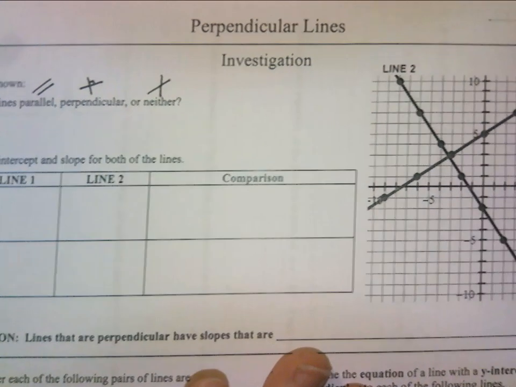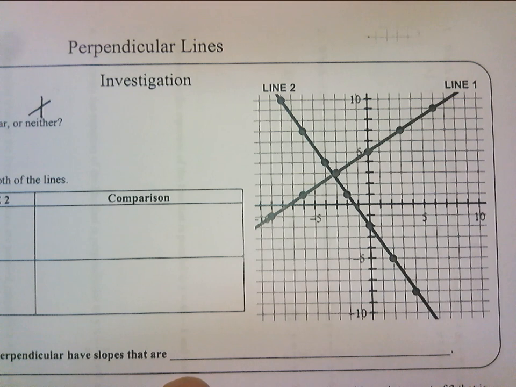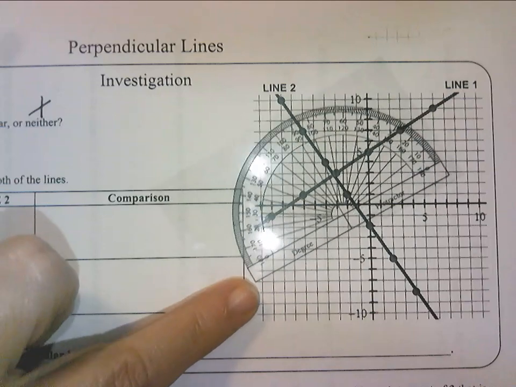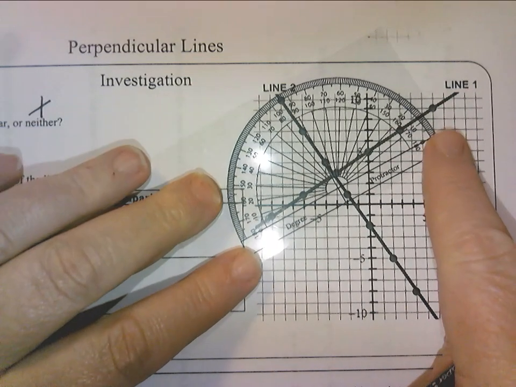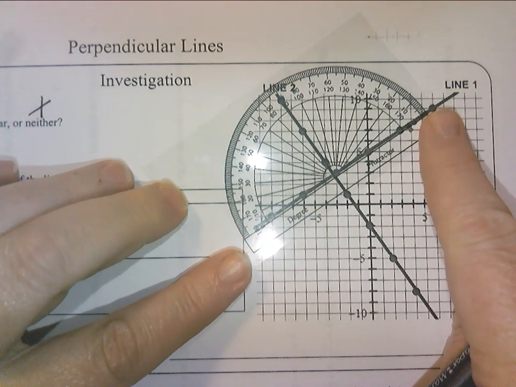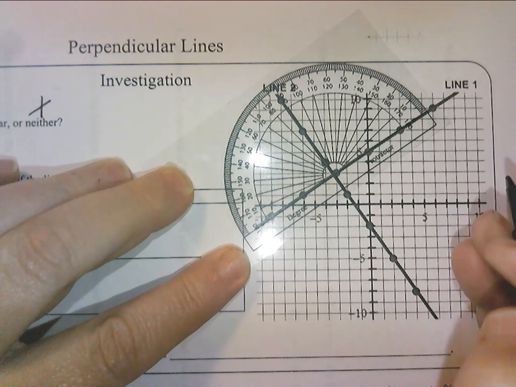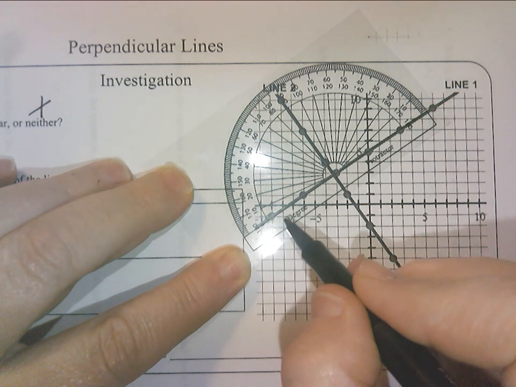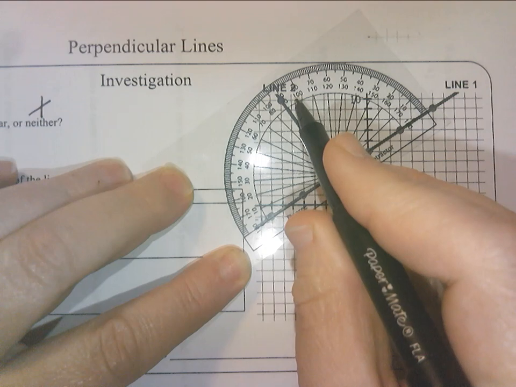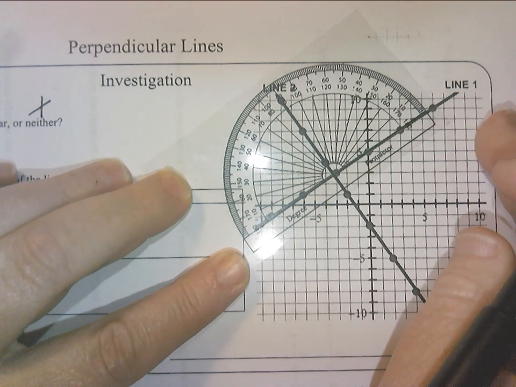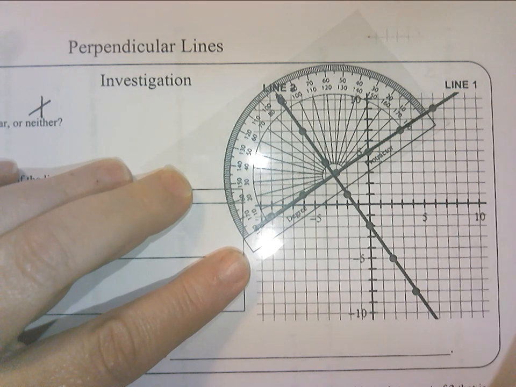So looking at these two lines, they do cross. The question is, do they cross at 90 degrees? So I have a protractor here, and I am just going to see if we can measure that angle. And I see that our angle goes from 0 to 90, so they are 90 degrees. Sorry, there's a little bit of glare there.